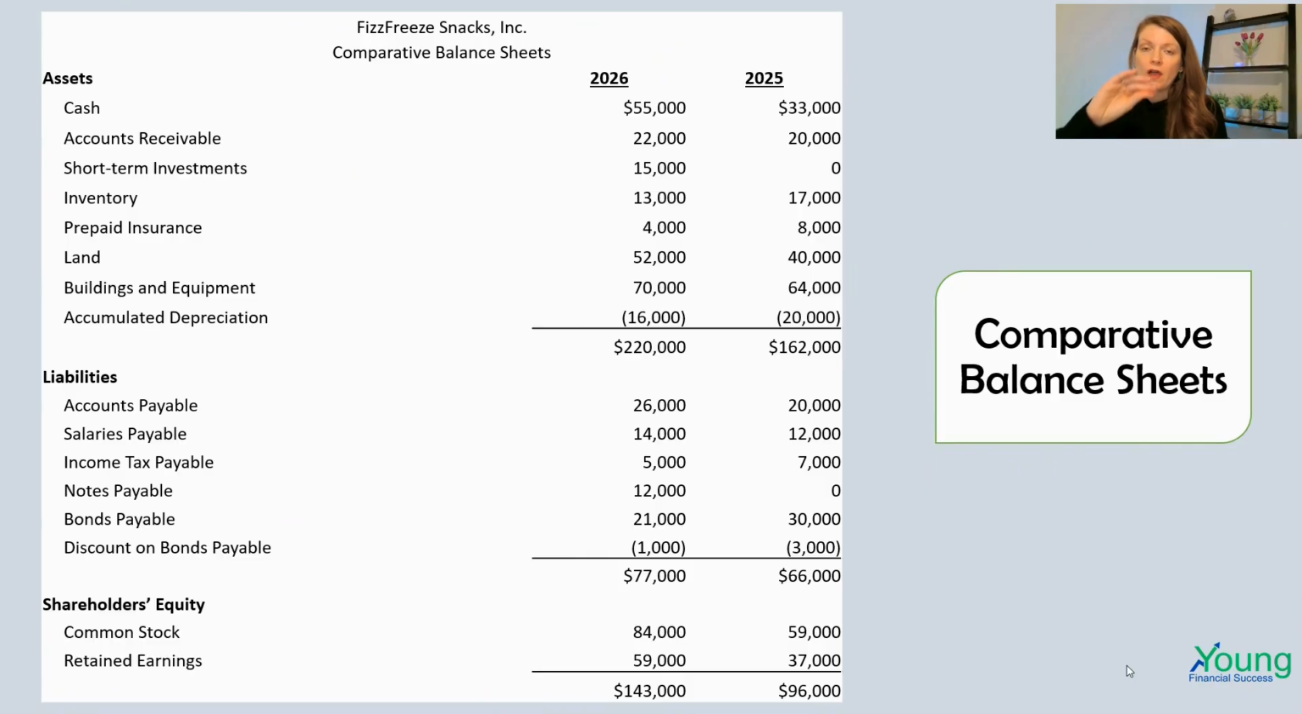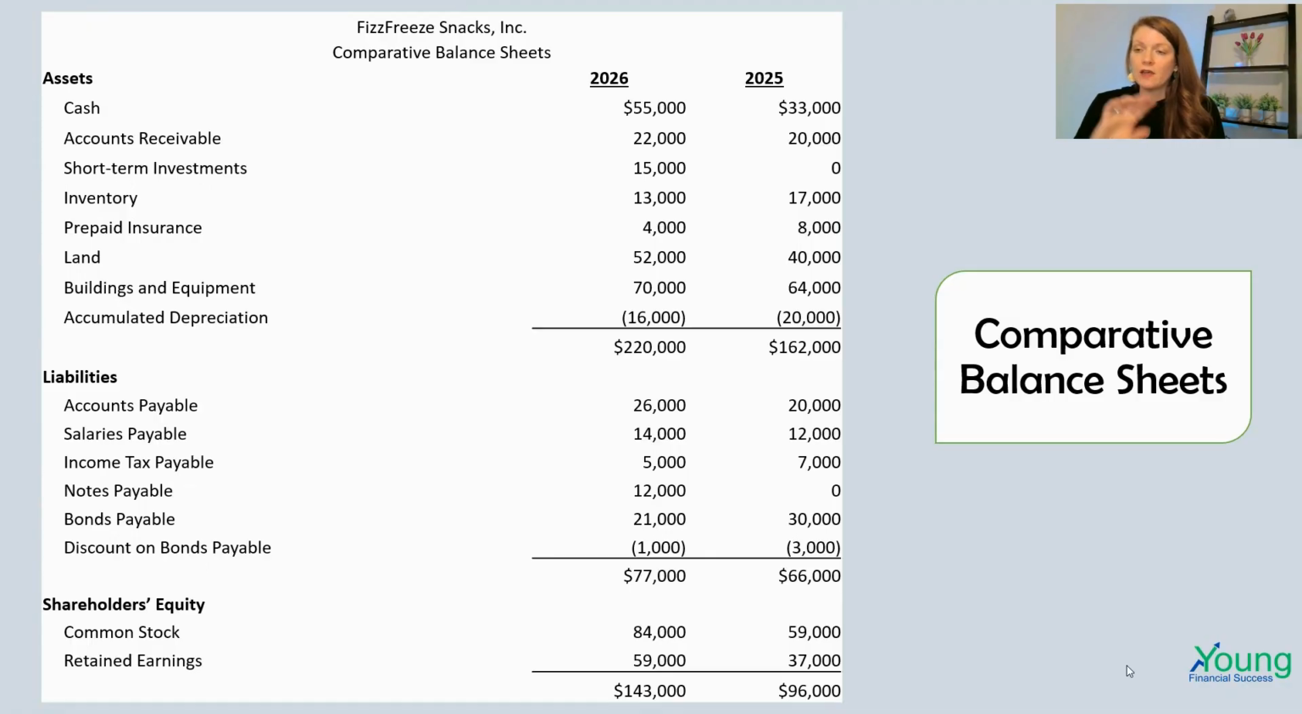So you see everything from all of our assets, our cash, everything that's happened with each of our assets, each of our liabilities, and each of our equity accounts. We can see those reflected here. That's going to be really important because, just starting out, we see that cash went up by $22,000 from 2025 to 2026. That's very important for us to understand. We see that accounts receivable went up by $2,000. We see that short-term investments went up. It didn't even exist in 2025, so it went up to $15,000 in 2026.